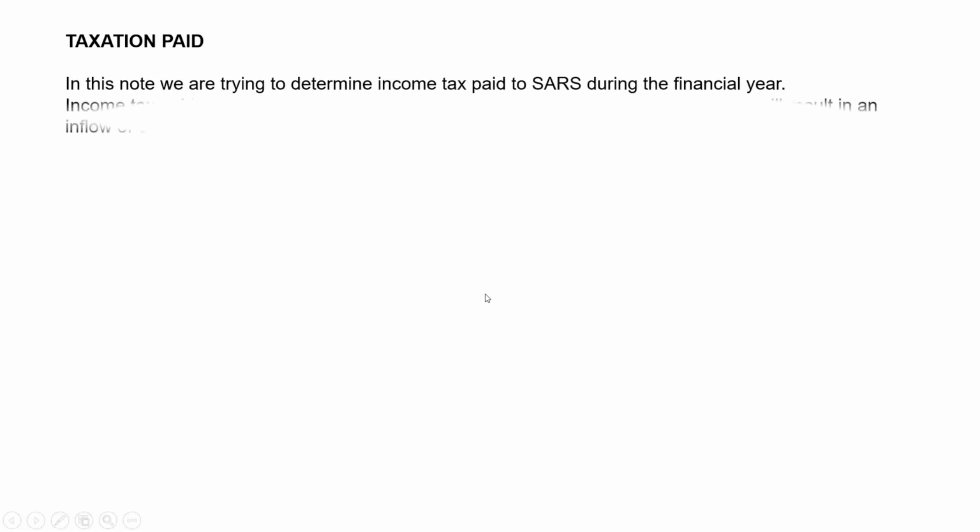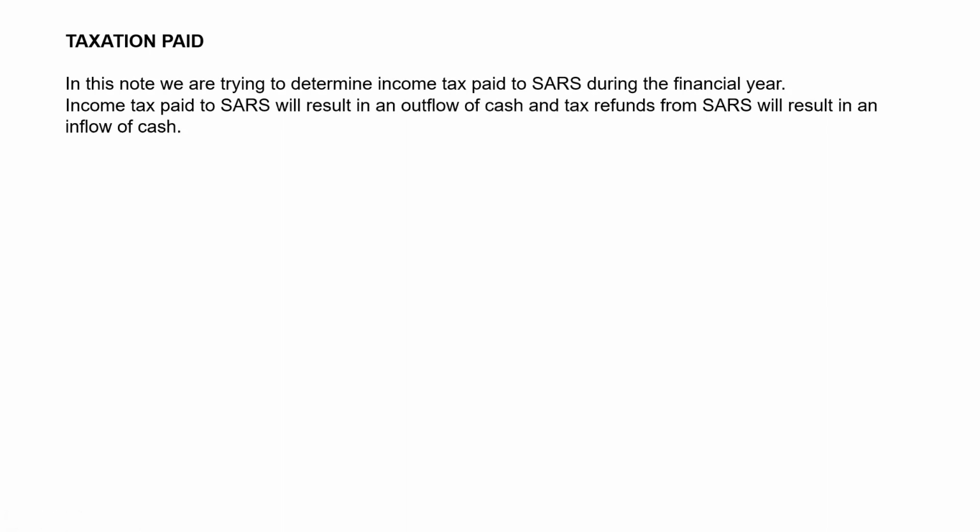In this note, we are trying to determine the income tax paid to SARS during the financial year. Income tax paid to SARS will result in an outflow of cash, and tax refunds from SARS will result in an inflow of cash. Okay, I hope you got that. Income tax paid, outflow. Refunds from SARS, inflow.